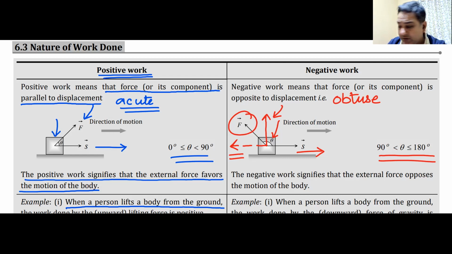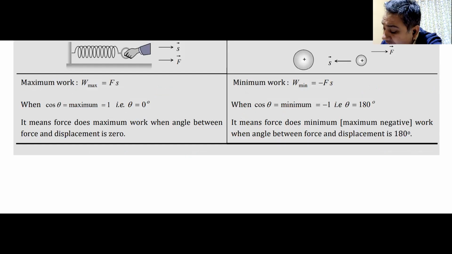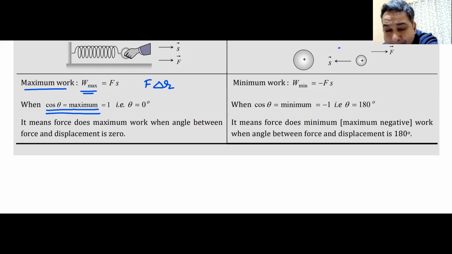Then the next point that you can see is this one. When do we have maximum work done by a force? Now, maximum work done by any force is F multiplied by delta R, where the value of cos theta is maximum. And the maximum value of cos theta is 1, which happens at theta equal to 0 degree. That means if you want any force to do maximum work, the angle between force and displacement must be 0.